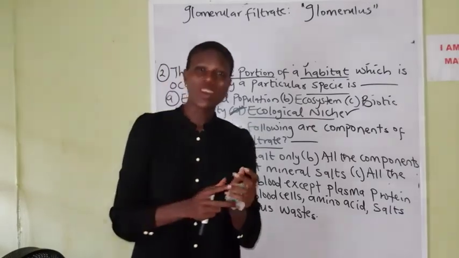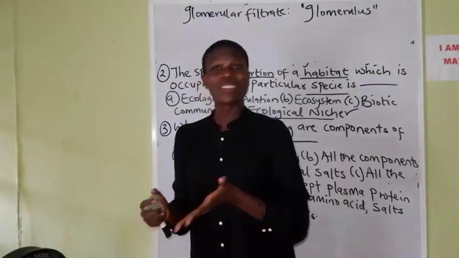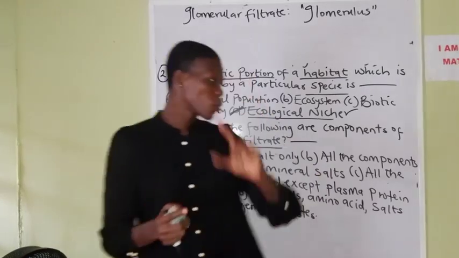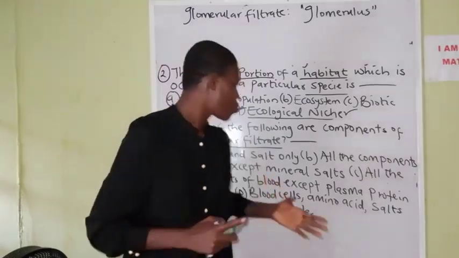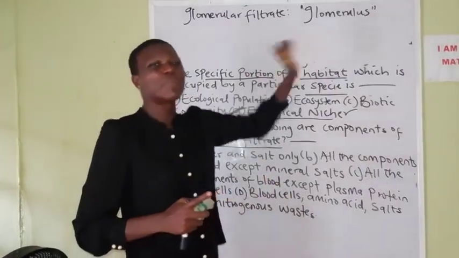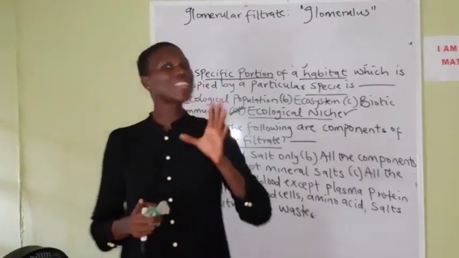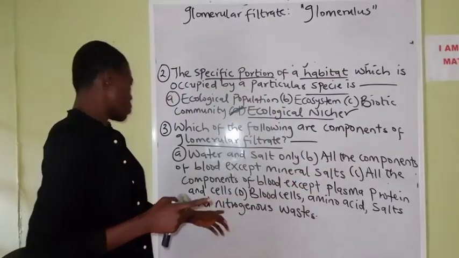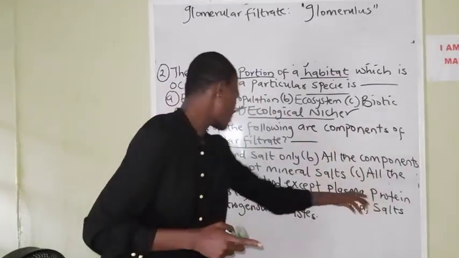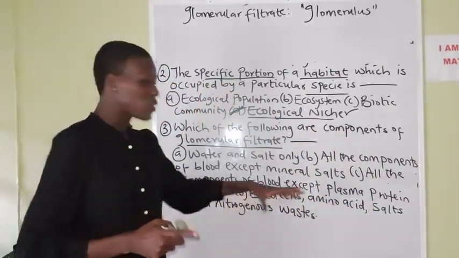And what it does is this as well. It allows some things to go in and some it does not allow. And that is why it allows salt, water, amino acid, and proteins to go into the glomerulus and prevents or disallows the flow of plasma proteins and cells. Okay. So this is what it does.